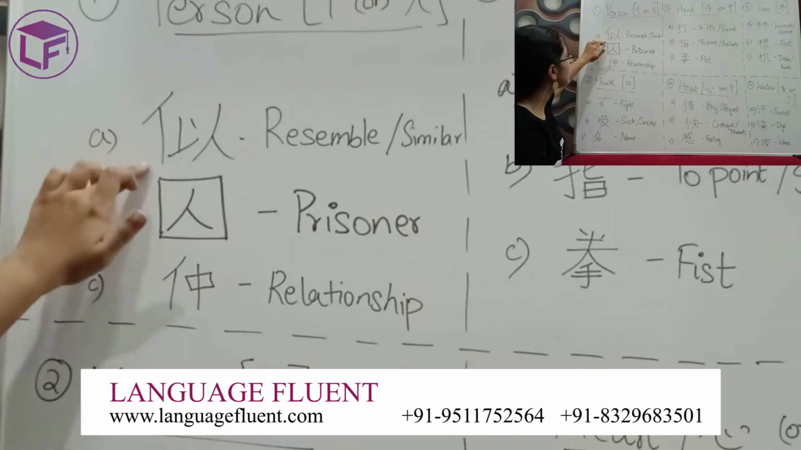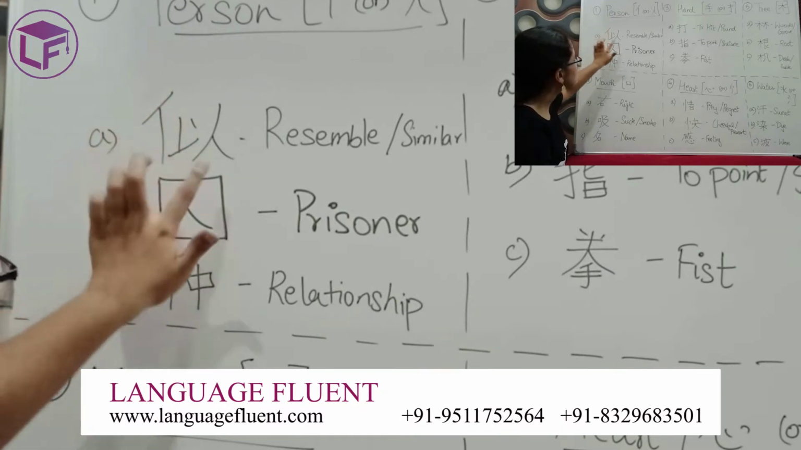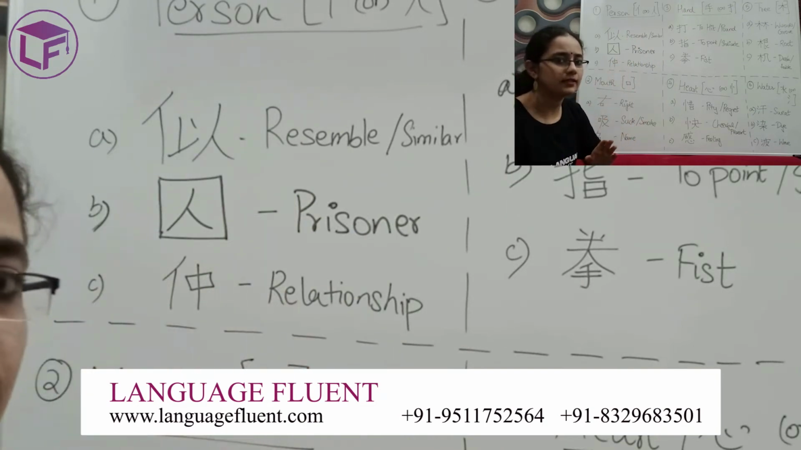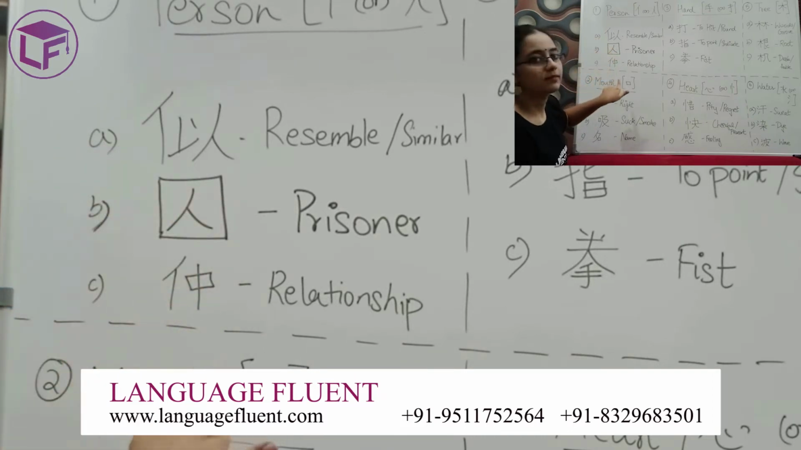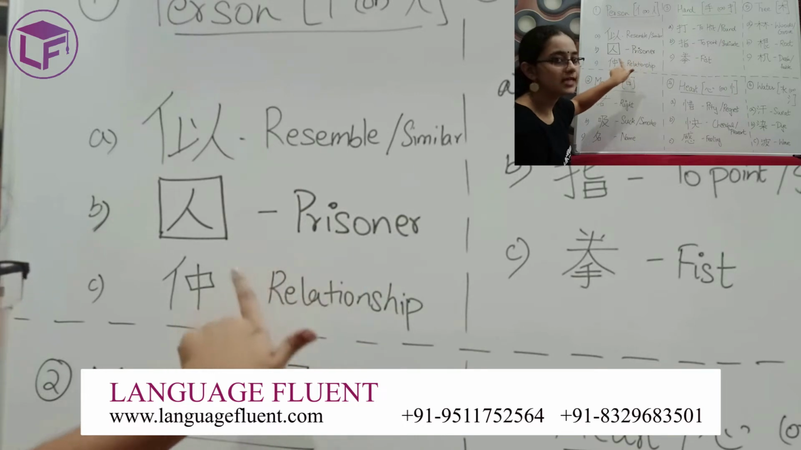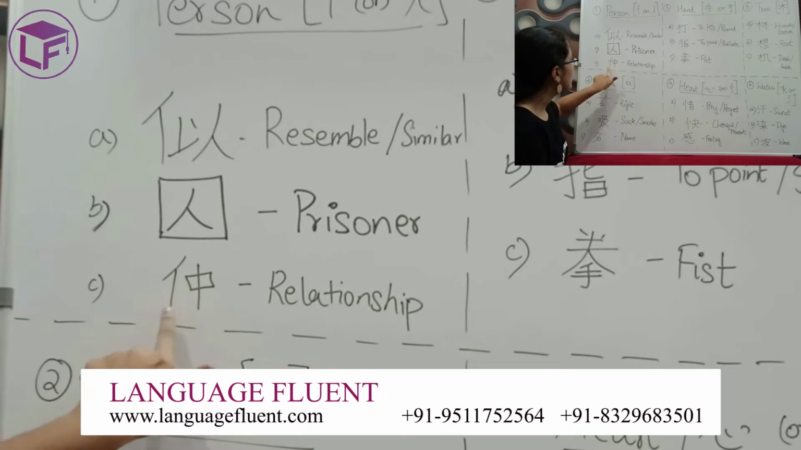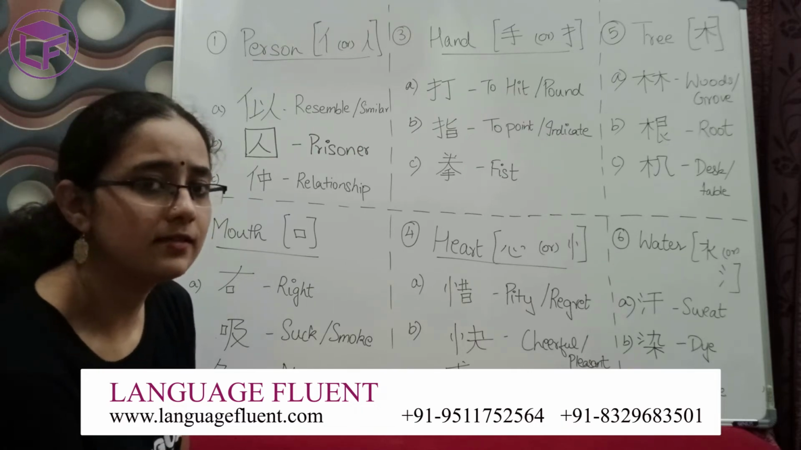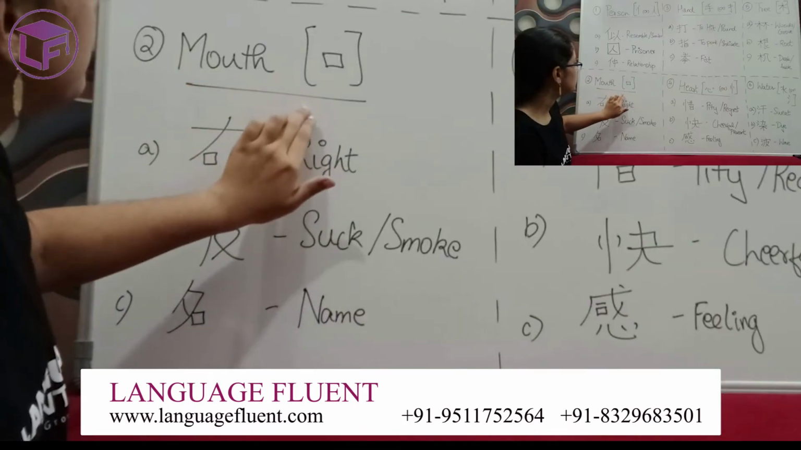The first one, this kanji, if you see, we have the radical in here, on the left hand side. This means to resemble. So this is really related to a person. One person resembles another. The next one, the same person is in a box. So this kanji means prisoner. The next one, the same person, and then it is followed by one more kanji, and this means relationship. Relationship again is in one way or the other related to a person.